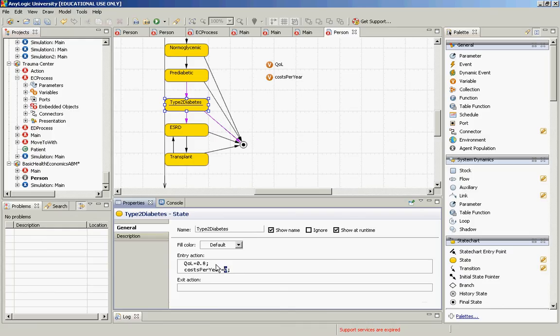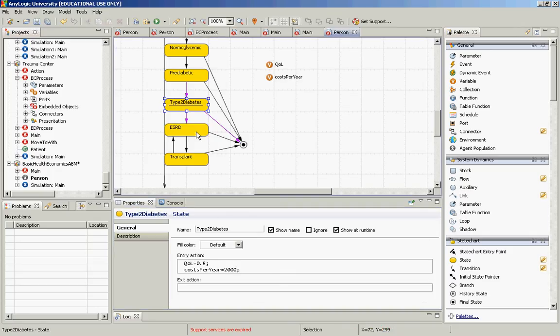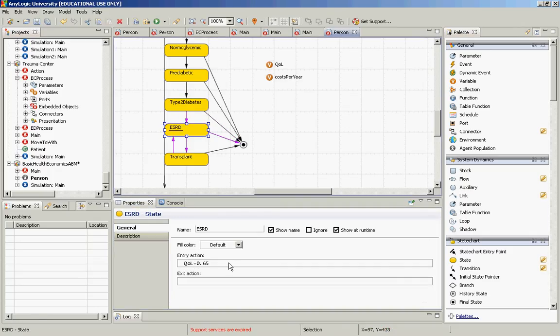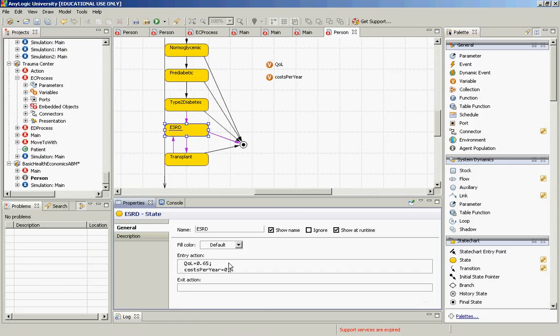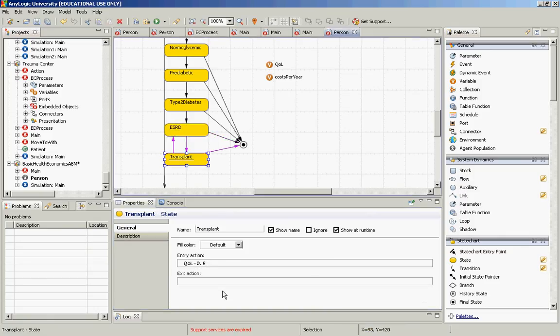I'm going to associate a cost on a per year basis of say $2,000. Now, with end-stage renal disease, we may have very, very significant costs involved. Let's suppose $50,000 per year. This varies a lot by healthcare system.